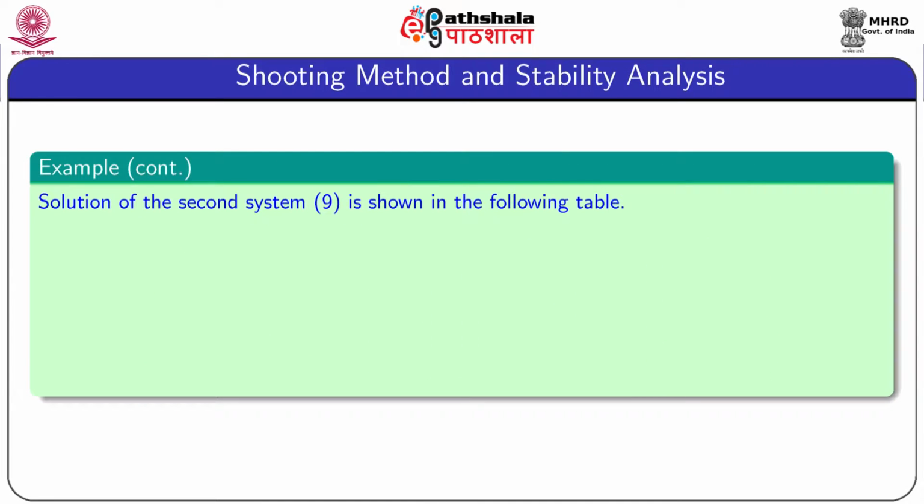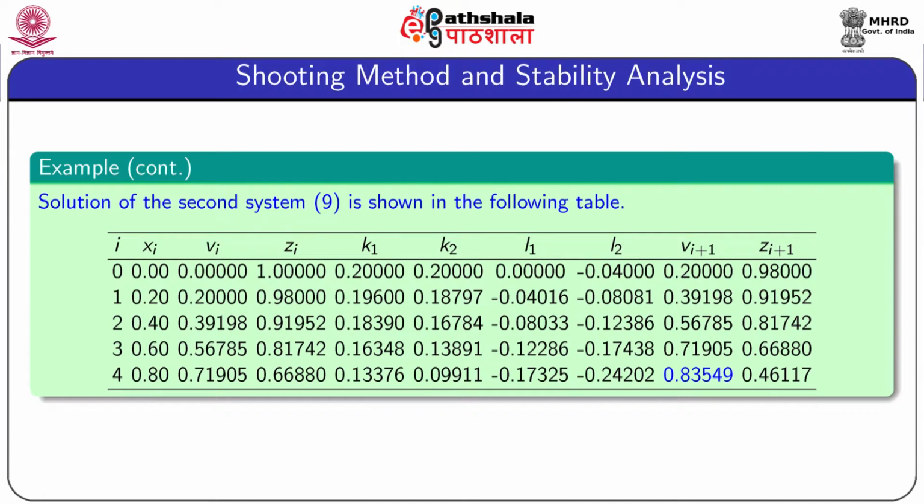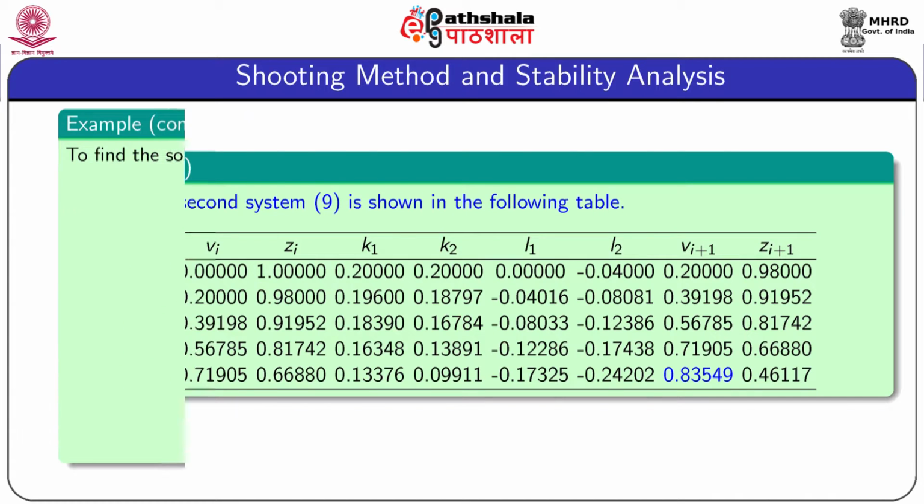Similarly, the second order Runge-Kutta method is used to solve the system of equation 9, and the solutions are given by this table. The last two columns represent the values of v and z for different values of x. Note that the blue marked value, that means v5, represents the value of v at x equal to 1, and the value is 0.83549. And the last column represents the values of z1, z2, z3, z4 and z5 for different values of x. The value v5 is also required to evaluate the constant C2.